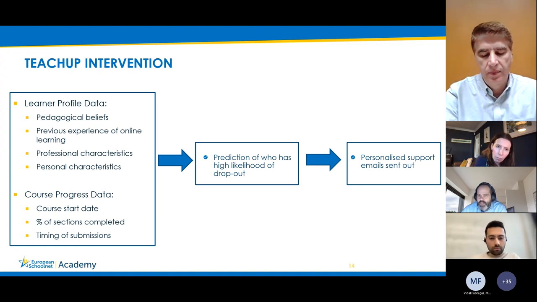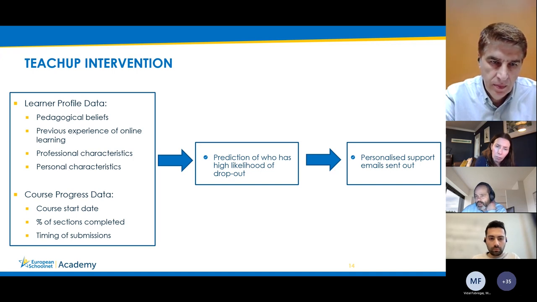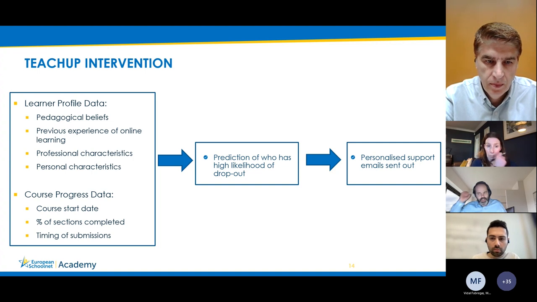In detail, that meant something like this. For learner profile data, we looked at their pedagogical beliefs, previous experience of online learning, professional characteristics, and personal characteristics. We gathered that data through a dedicated survey. And this is one of the only instances where we have done that, to gather all this type of data, mainly because we can't usually link that data to the individual. In the context of this project, we could do that, so all the teachers who participated agreed to this collection of non-anonymous data. And only that then allowed us to move forward in the intervention. So that was the type of profile data we were using.